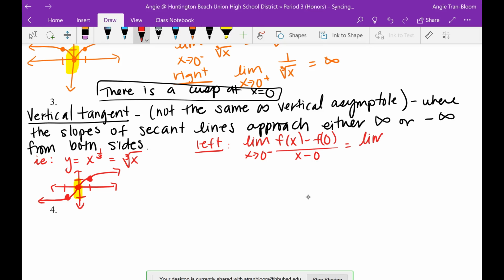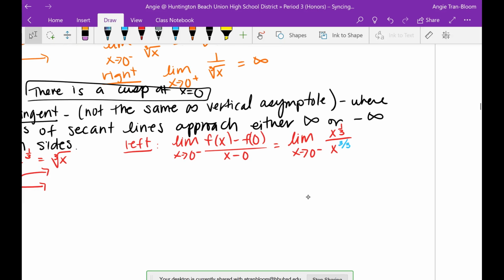Okay, so limit as x approaches 0 from the left. I'm going to write x to the 1/3, minus 0, which is just going to be 0, divided by x. On the bottom, what's my exponent? 1. So can I make that into a common denominator of 3 over 3? When you are dividing, I can subtract my powers, couldn't I? So limit as x approaches 0 of 1 over what? X to the what? 2/3.